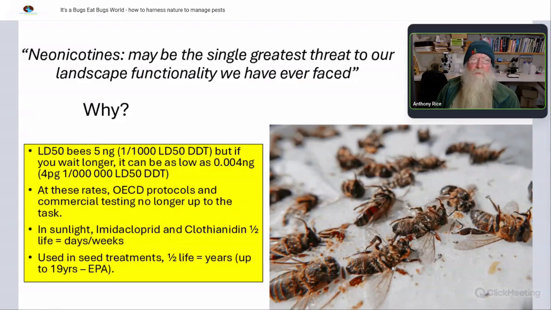In sunlight, imidacloprid and clothianidin, the main ingredients in commercially available seed treatments, have a lifespan that can be days or weeks. But if used in seed treatments, they're buried down in the soil where the sunlight can't get to them, and they just don't break down at the same rate. So the half-life can be years, and up to 19 years for clothianidin, as reported by the EPA in the US. Most measures are substantially shorter than that, but they did have one study where they gave up because it just wasn't breaking down in the soil.